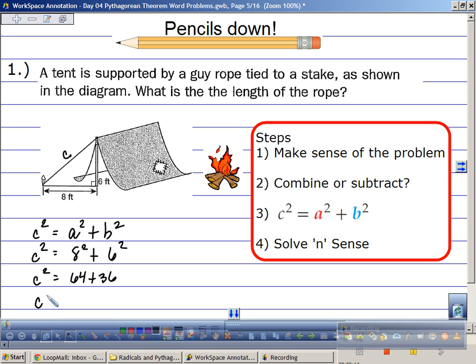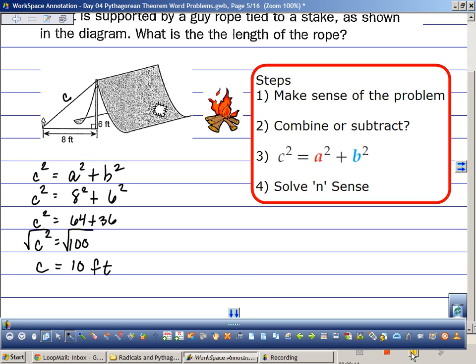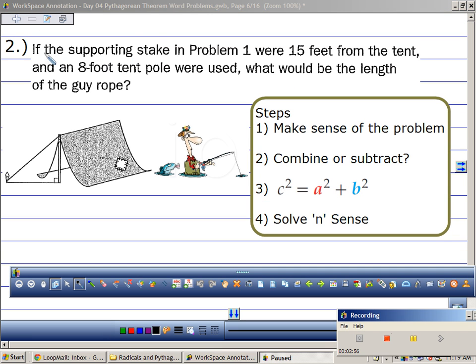Okay? So C squared equals 100. I don't even care if you do that much work for these. If you can go right to 64 plus 36 and tell me C is 10, you know what you're doing. Okay? So if I take the square root of both sides, C equals 10 feet. All right, copy that down. All right, here's the next one.